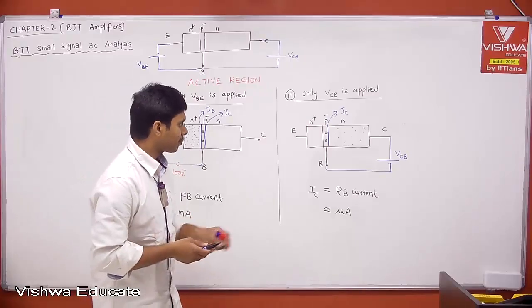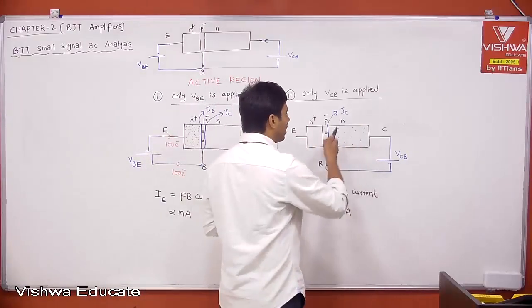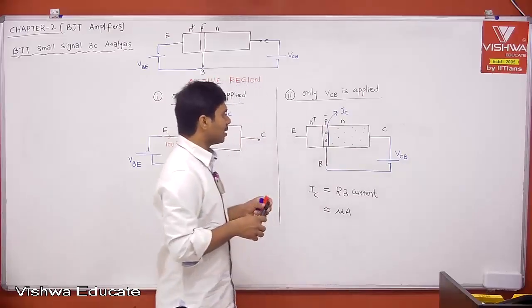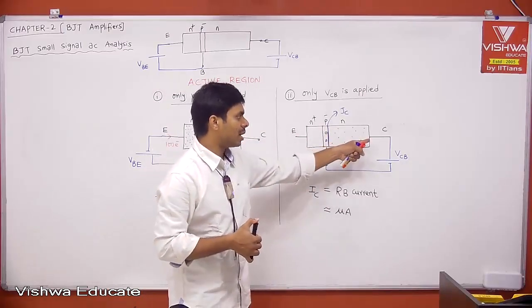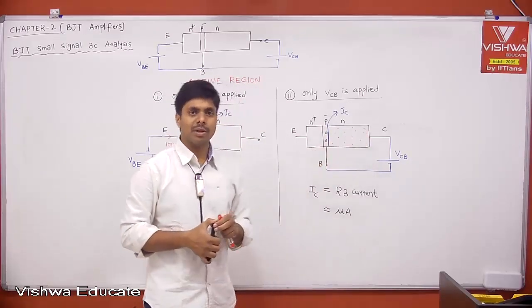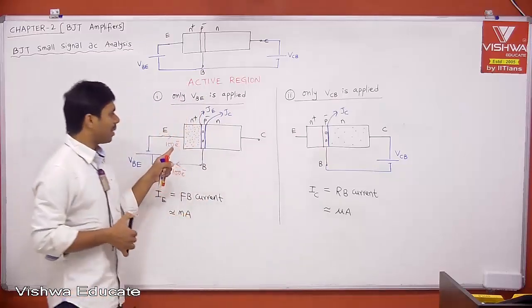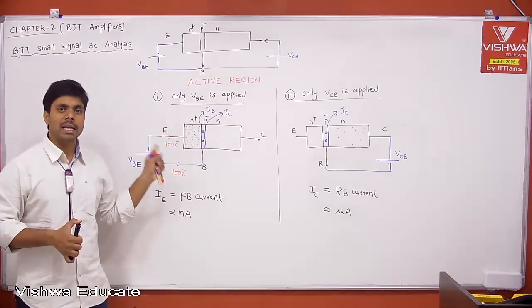What does that mean? The current can be neglected. Because the current through a reverse bias PN junction diode, you can take it as approximately 0. The current through a forward bias PN junction diode, you can take it as maximum.